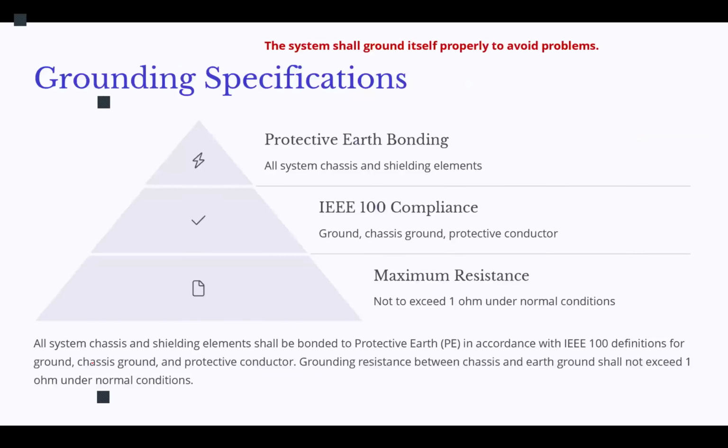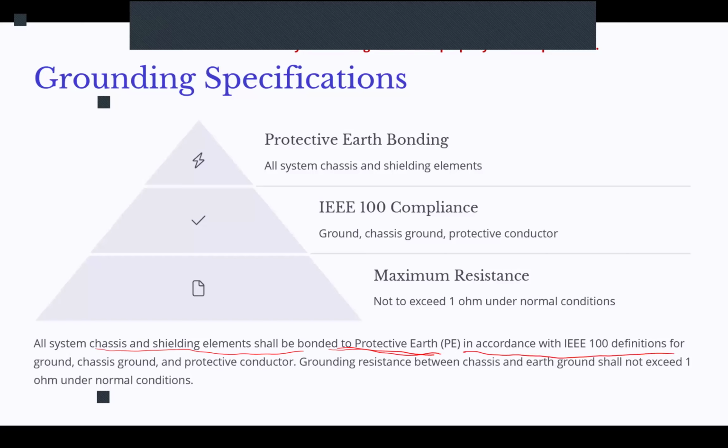Next example. The system shall ground itself properly to avoid problems. What is the enhanced version? All system chassis and shielding elements shall be bonded to protective earth. Okay, so this is where in the system we connect to the ground. Chassis and shielding elements shall be connected to the protective earth. Which type of ground are we talking about? In accordance with IEEE 100 definitions for ground, chassis ground and protective conductor.